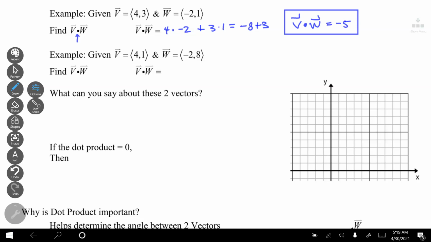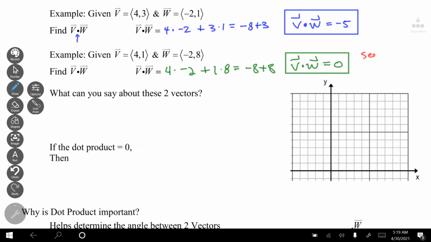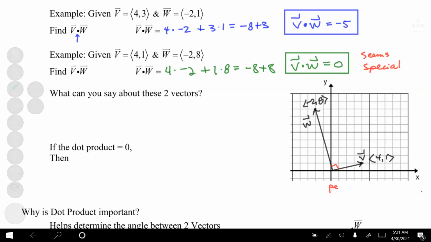Let's do another example. So we take our x's and we multiply them together, plus we take our y's and multiply them together. I get negative 8 plus 8. So in this example, v dot w is equal to 0. For me, that seems sort of special. So let's draw these vectors on this grid and see what's really going on between these two vectors. So here are the two vectors, v and w. I plotted them out, and if you look closely, they are perpendicular to each other.